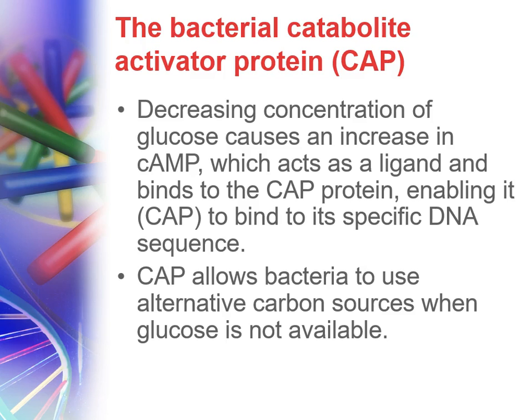So decreasing concentration of glucose in the cell causes an increase in cyclic AMP. So cyclic AMP acts as a ligand and binds to the CAP protein. And when the CAP protein has cyclic AMP bound, the CAP protein has a conformation that enables it to bind to a specific sequence on the DNA.